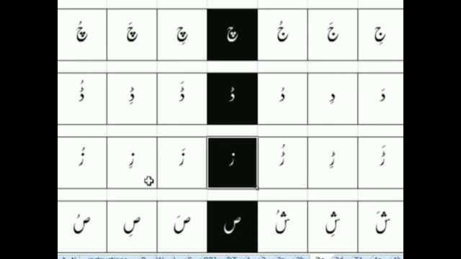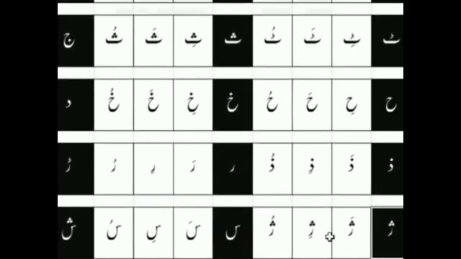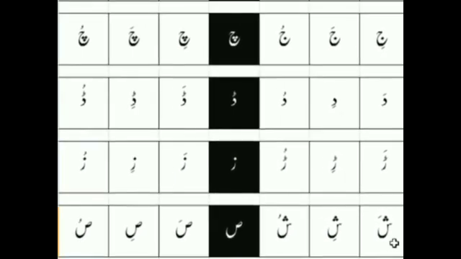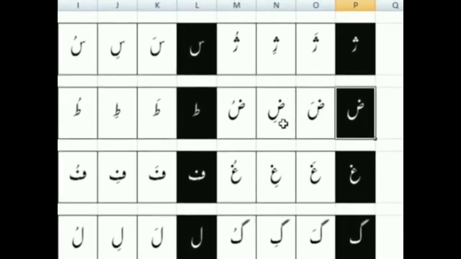Ze zabar za, ze zer zi, ze pesh zu. Zhe zabar zha, zhe zer zhi, zhe pesh zhu. Sin zabar sa, sin zer si, sin pesh su. Shin zabar sha, shin zer shi, shin pesh shu. Suad zabar sa, suad zer si, suad pesh su. Zuad zabar za, zuad zer zi, zuad pesh zu.